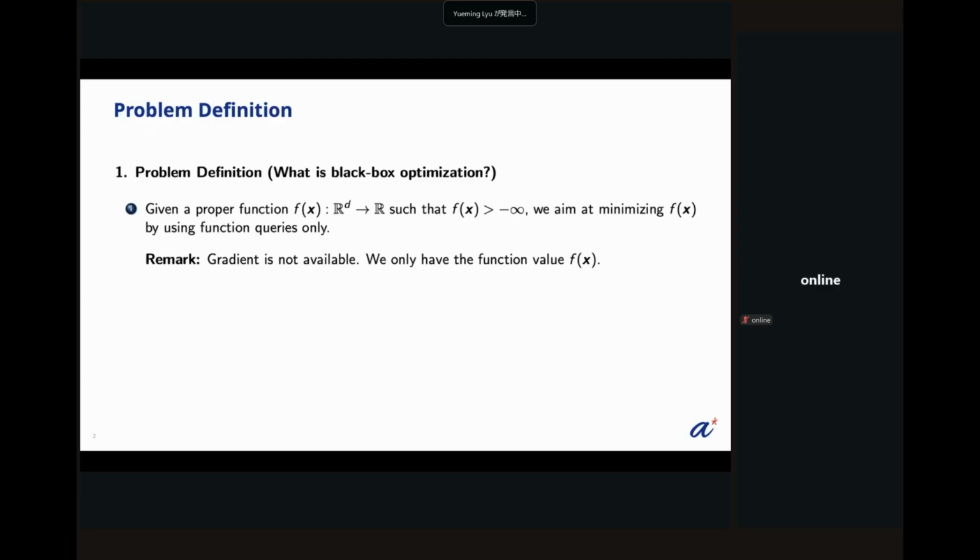First, what is black box optimization? Given a proper function that is lower bounded, we aim to minimize f(x) using function queries only. It means we don't have the gradient. We only have the function value f(x).